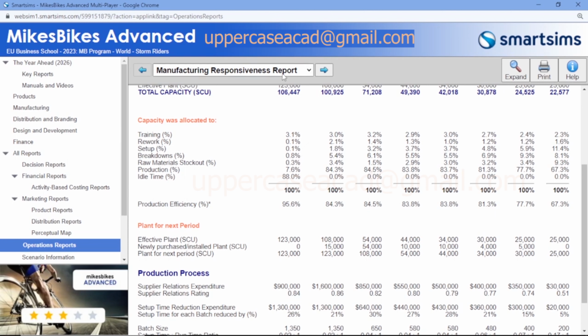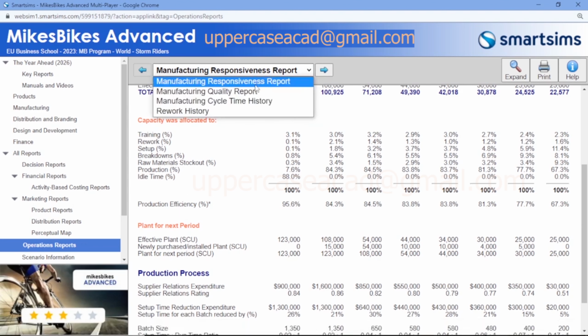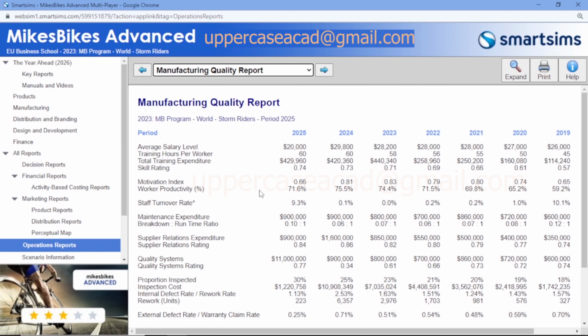Then next we have the manufacturing quality report. So let's go to the manufacturing quality. This will show you how quality is affecting the performance of your MikesBikes company, because you should be aiming at improving your quality system index, and this quality system index is inversely related to the warranty claims, because if you have more warranty claims, the quality system index will go down, and if you have fewer warranty claims, the quality system index will go up.